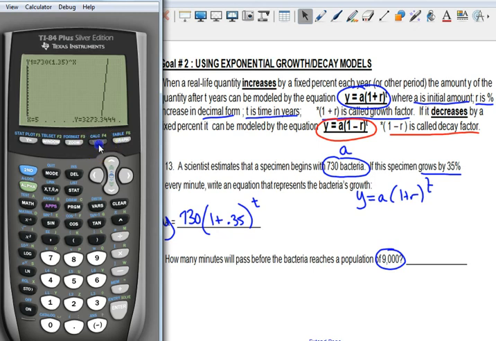Now if you hit the trace button and you press the right arrow, you can watch a little more closely the y values and see when it gets to 9,000. Now we're 7,000, 8,000, right about there. So roughly 8.4 minutes. So if you wanted a more exact answer, you could use your graph.